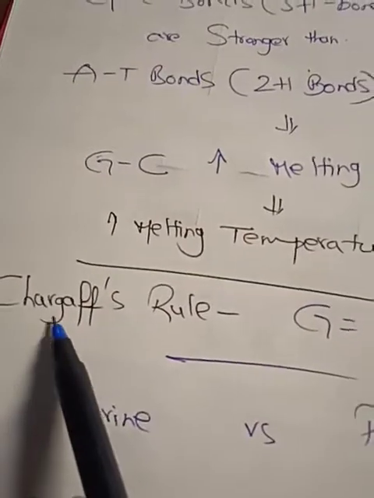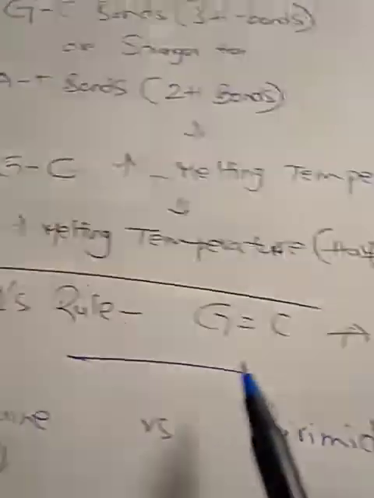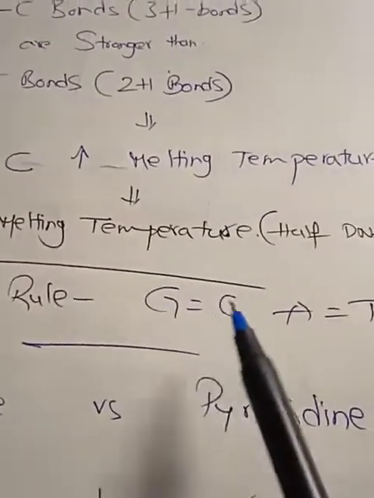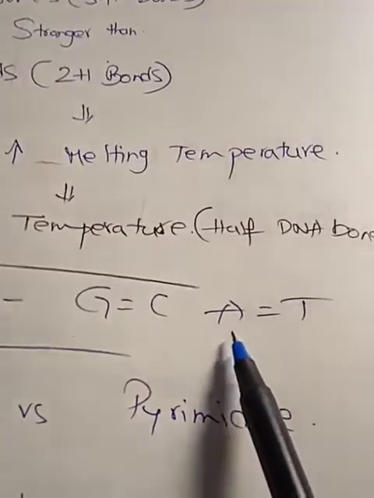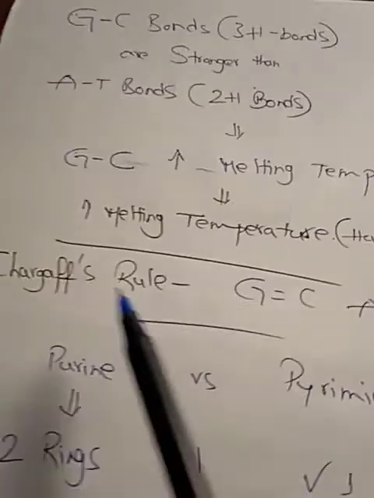Then what is Chargaff's rule? Guanine is equal to cytosine. Total amount of adenine is equal to thymine. That is what Chargaff's rule is.